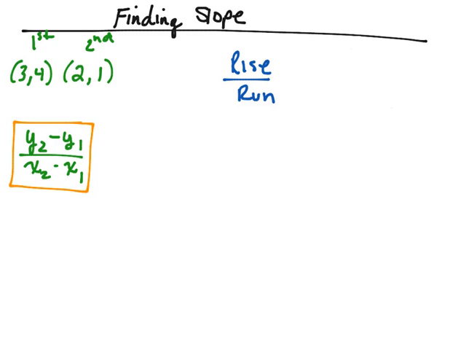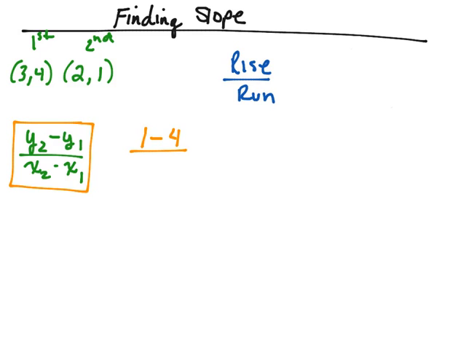Alright, here's another 2 points, 3, 4, and 2, 1. We want to find the slope, or the rise over the run. So once again, I'm going to call 3, 4 my first ordered pair. I'm going to call 2, 1 my second ordered pair. So I'm going to start by subtracting the y's. Take the second y, which is a 1. Subtract the first y, which is a 4.